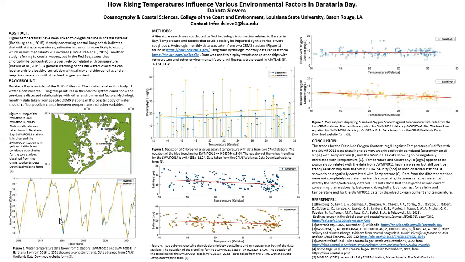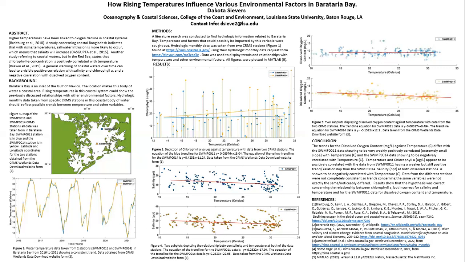Our second figure here is just showing the temperature fluctuation from 2016 to 2020. And you can see from this figure that the temperature is pretty consistent in its values, and these values were used for the figures I speak on later in the presentation. All data for all figures, including the map, was found through the CRMS Wetlands Data Download Form, specifically their Hydrological Monthly Data Request Form. This data was then plotted in MATLAB to attempt to display trends between temperature and other variables.